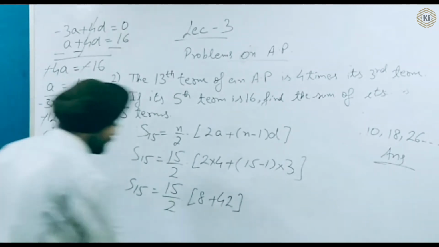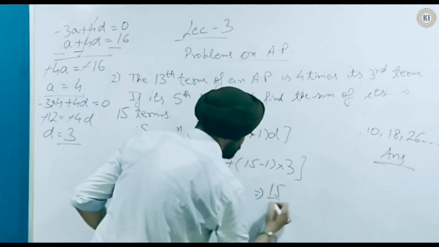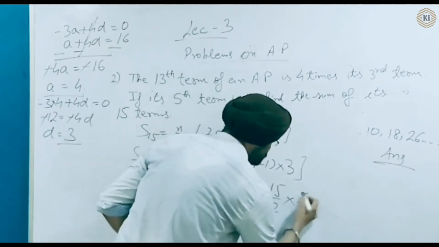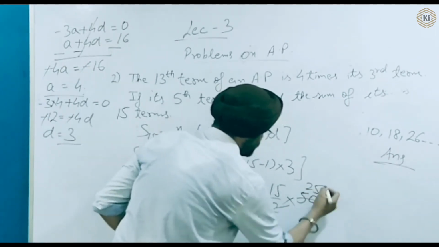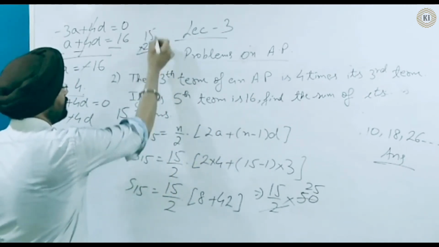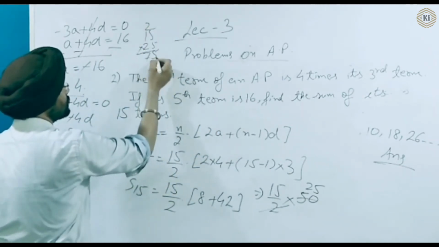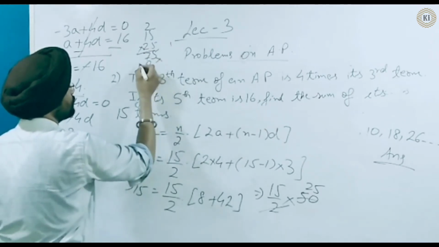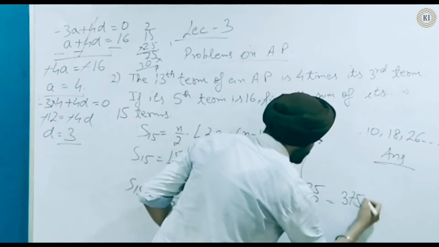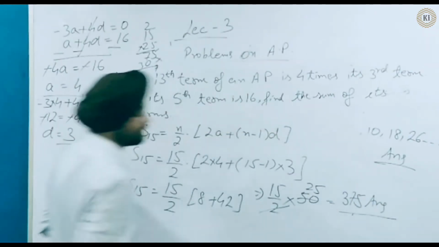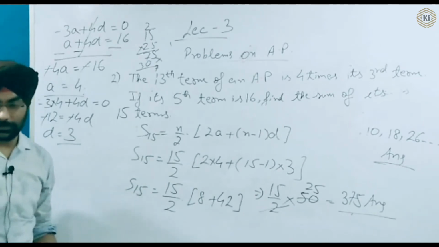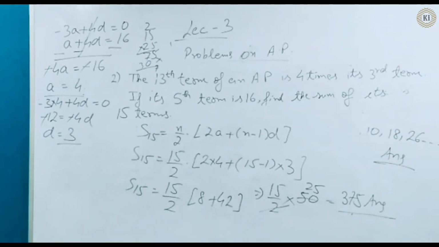So when you solve here, this will come 15 upon 2 into 8 plus 42 will be your 50, so 25, and 15 multiplied by 25 will be 375, and that will be your answer. So this is also a very important question from your board point of view. Now see next question.